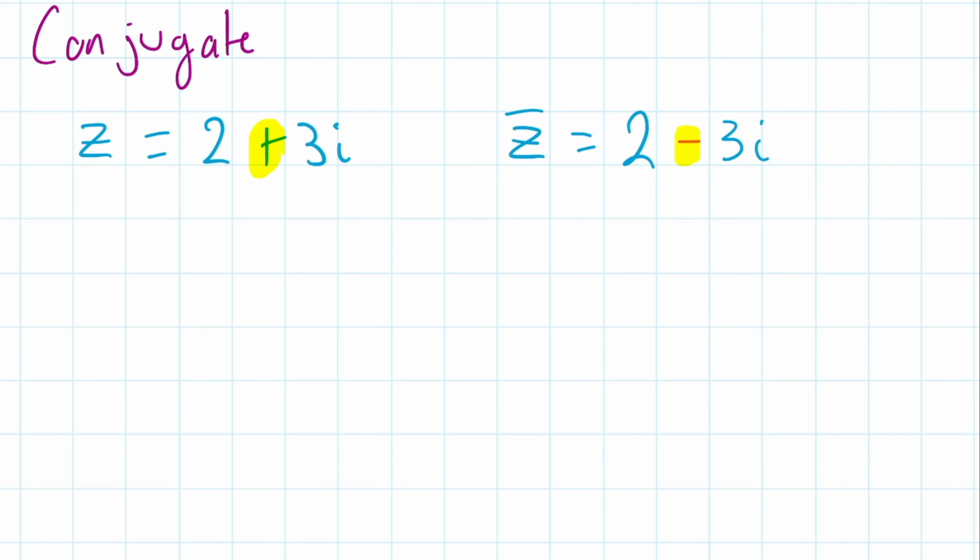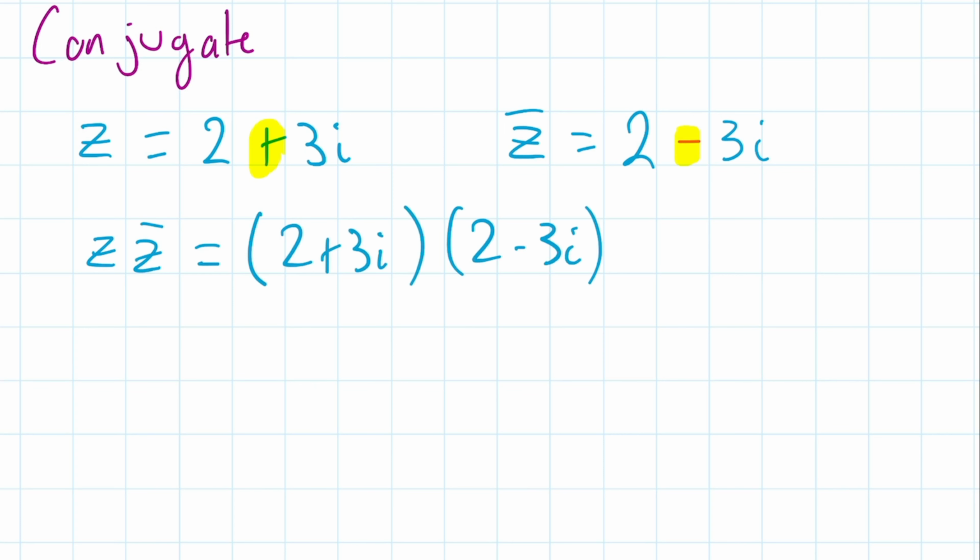Now, the reason why this works, if I have a look at what happens if I multiply these two numbers: z multiplied by the conjugate of z is going to equal 2 plus 3i multiplied by 2 minus 3i. That is going to equal 2 times 2 is 4, 2 times negative 3i is minus 6i, positive 3i times 2 is positive 6i, and 3i times negative 3i is going to become minus 9i squared. My terms in the middle, negative 6i plus 6i, equal 0.